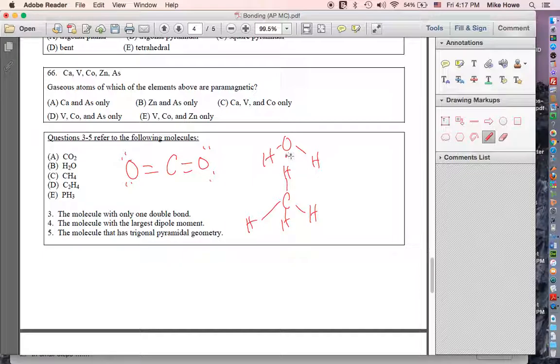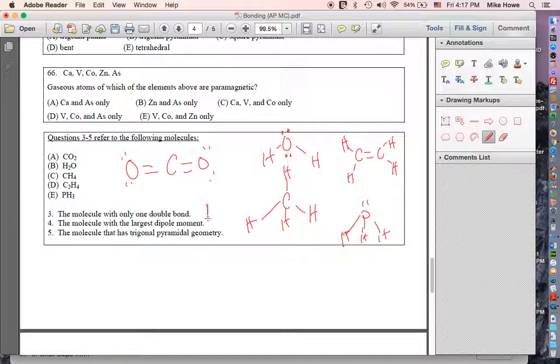Forgot to put the 2 electrons here and the 2 electrons there in water. C2H4 looks like this. And PH3 looks like this. All right, so the molecule with one double bond, that would be C2H4.